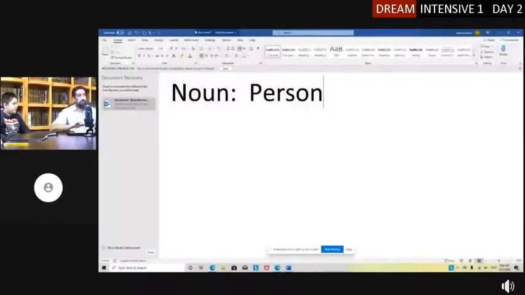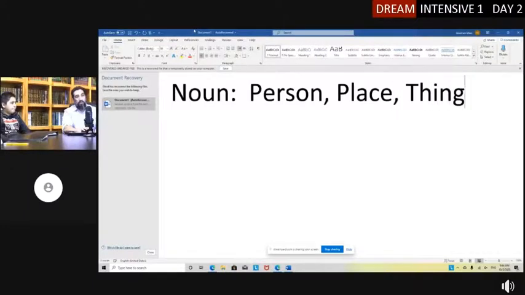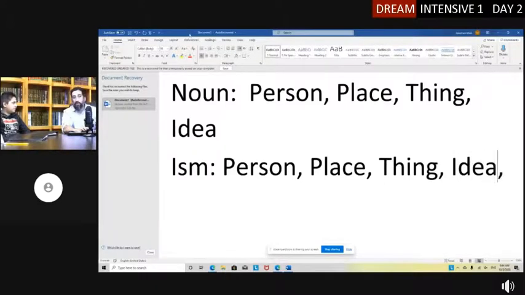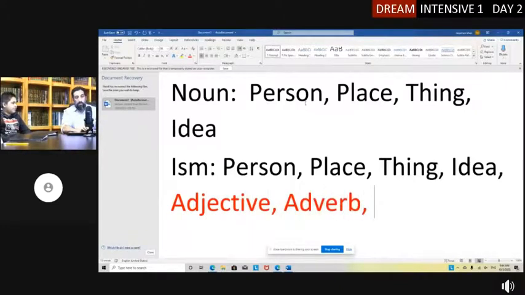There we go. Okay. A person, place, thing, idea. That's a noun. But an ism is a person. We talked about that yesterday. Person, place, thing, idea. But was that it? No. What else was there? Adjective and adverb, and more. And you know what? That means that there's more stuff in ism than noun.